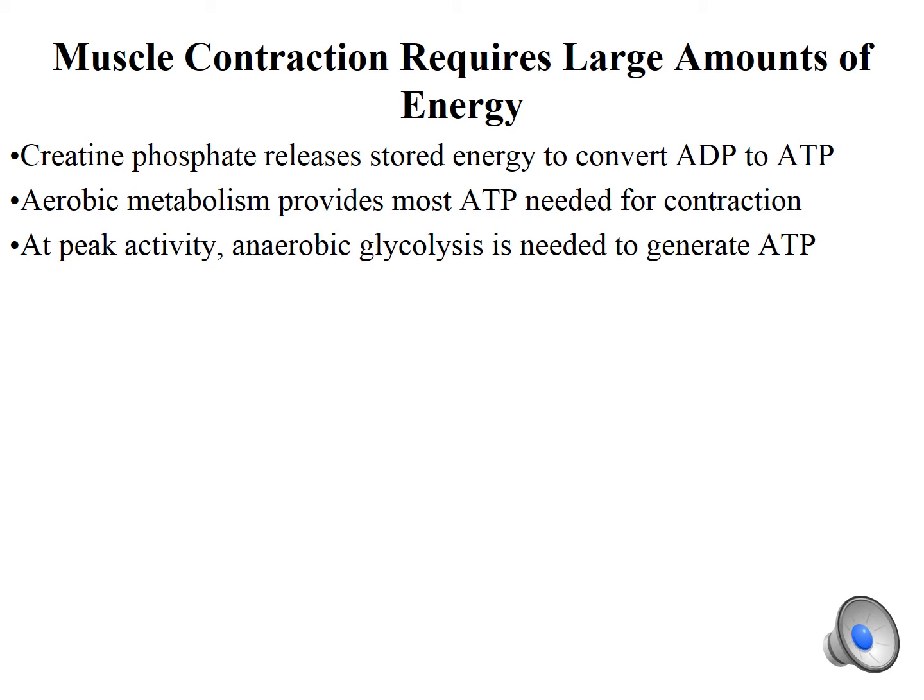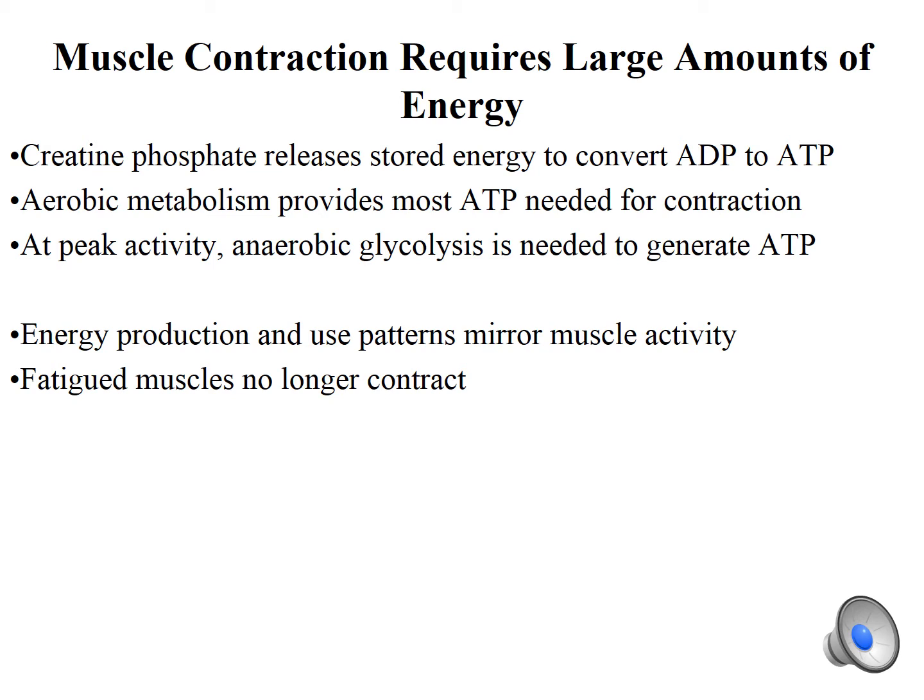So this little bullet point here is just reminding you of that. At peak activity, anaerobic glycolysis is needed to generate ATP. And what does anaerobic glycolysis produce? Well, it produces lactic acid. And lactic acid is what makes your muscles sore and eventually might make your muscles cramp up if you're doing very strenuous exercise. You can almost even taste the lactic acid if you ran a sprint and you have that funny taste in your mouth. That's partly the lactic acid.